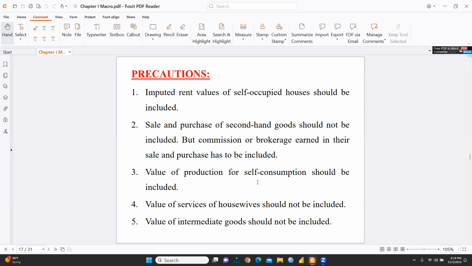Value of intermediate goods should not be included. Intermediate goods, as I said, I have already given you an example, and I'm giving you one more. Let's say somebody is manufacturing a four-wheeler and they are using tires. So the tire would be an intermediate good for that four-wheeler. Why? Because when you purchase a four-wheeler, this tire cost is included in the car. So this tire would be treated as an intermediate good.